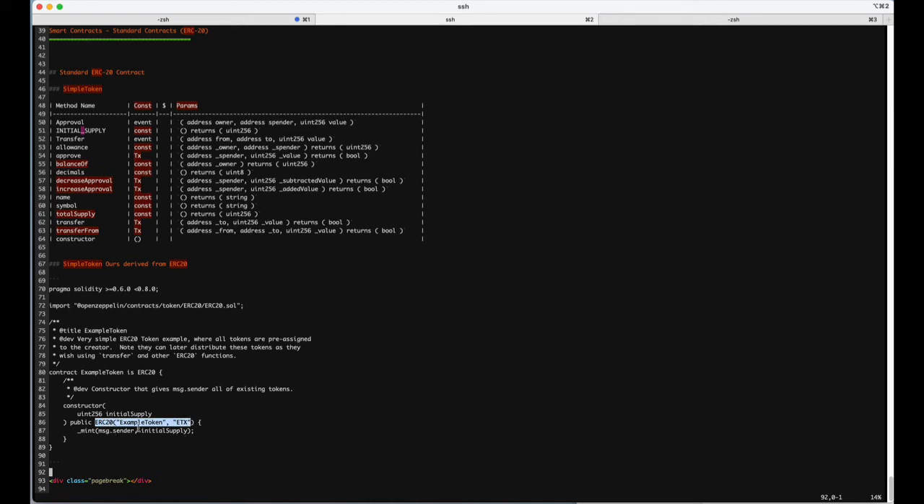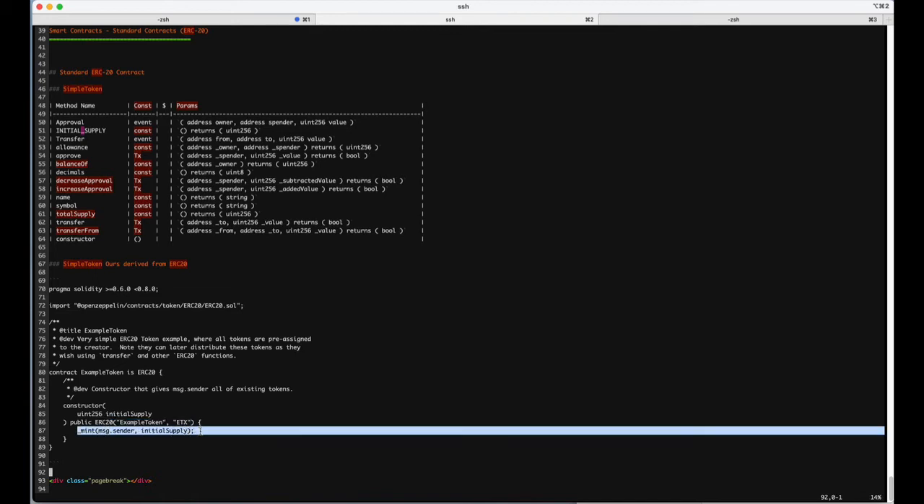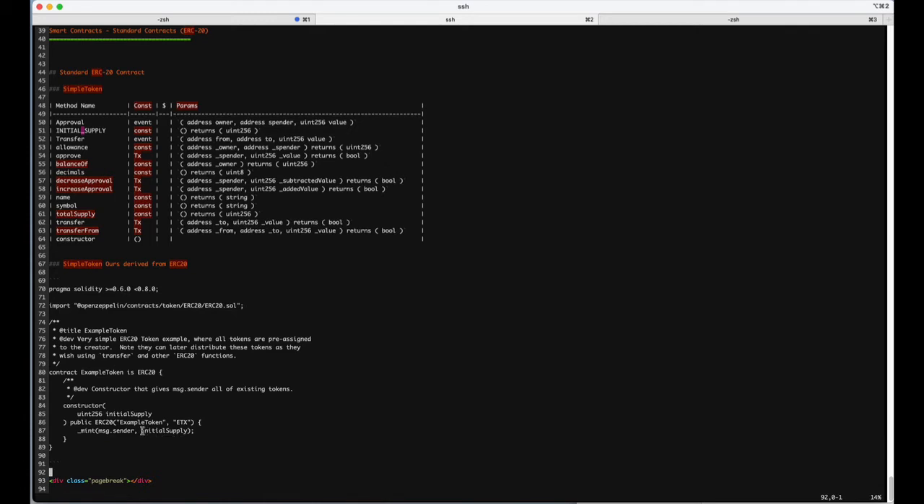This is ERC20, and it passes it a name of example token and a symbol, and then it turns around and does whatever initialization it needs to do. And in this case, it calls something called mint. Mint creates tokens. And it says, I want to create the initial supply of tokens. And that initial supply, you could say there's 100 tokens or 100 million, whatever it is. You have lots of choices in this.